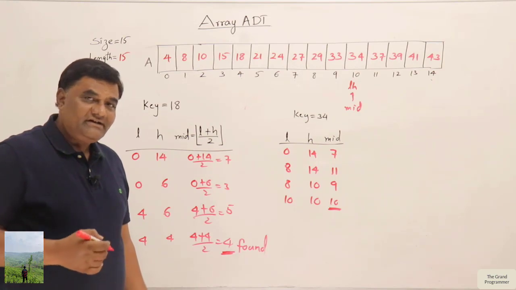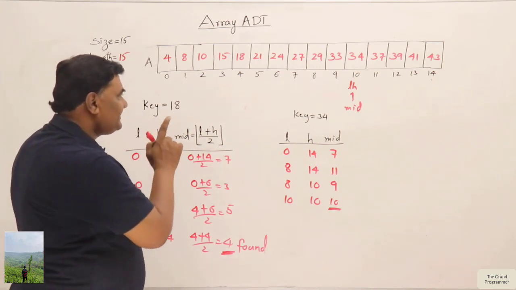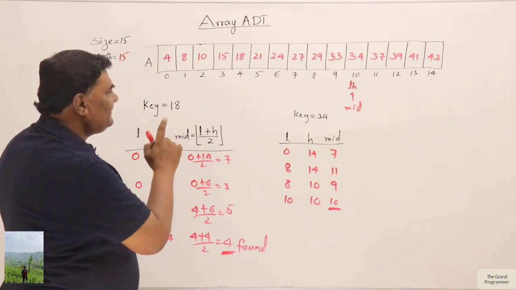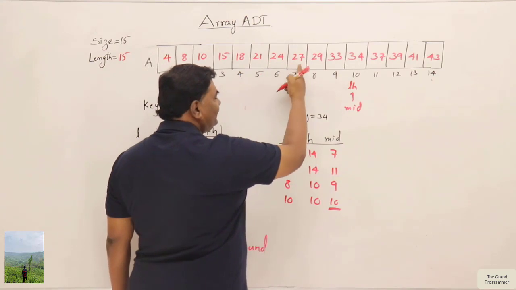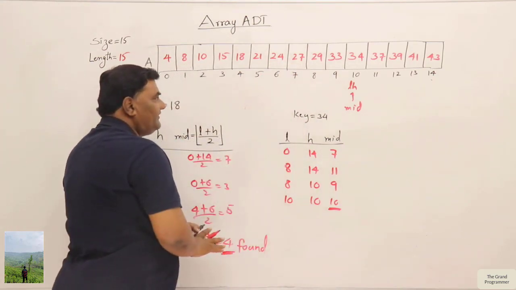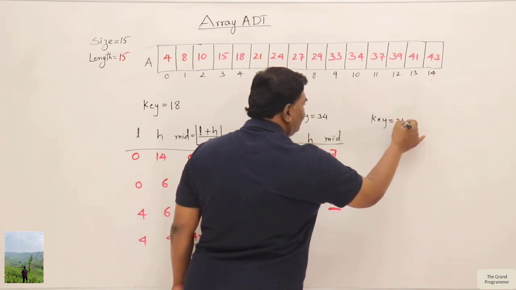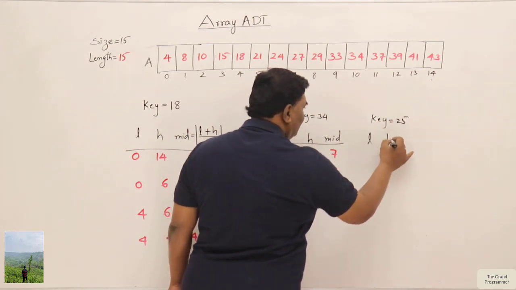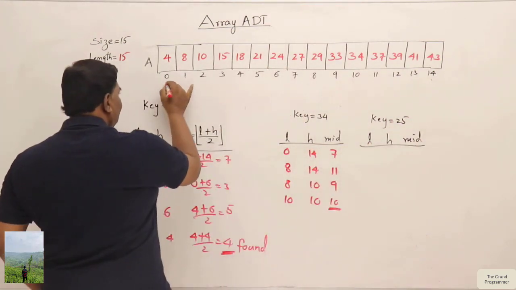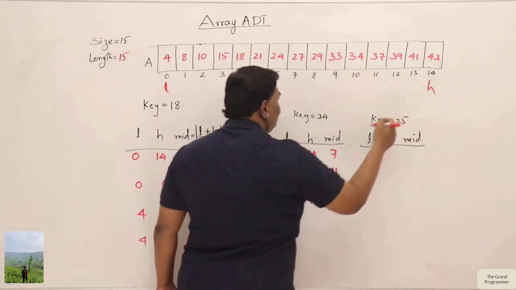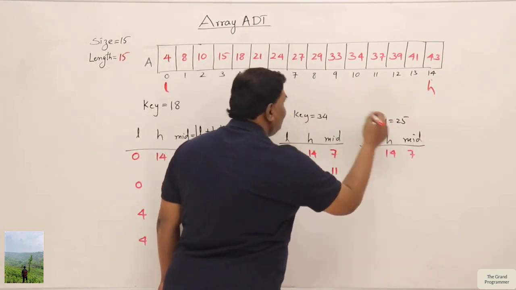Now let us take one example for an unsuccessful search. I'll take one element which is not present here. So I'll take the value 25. 25 should be after 24 but it's not there. So let us take key 25 and check it. Key is 25. Low, high and mid. These are the 3 values we need. Low starts from here, high starts from here. Now the first mid value is 7, so 0, 14 and 7, mid is here.